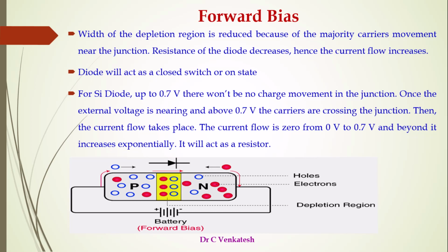For silicon diode, up to 0.7 volt, there won't be any charge movement in the junction. Once the external voltage is nearing and above 0.7 volt, the carriers are crossing the junction, then the current flow takes place. The current flow is 0 from 0 volt to 0.7 volt, and beyond it increases exponentially.